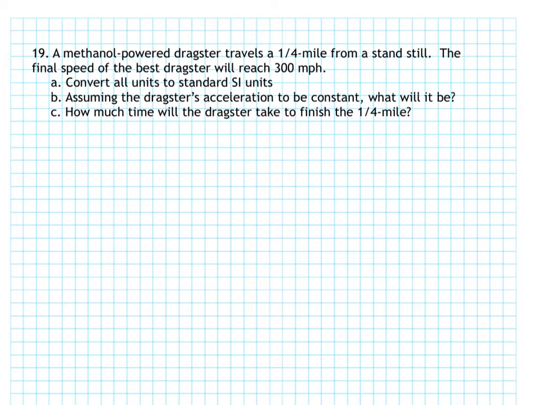A methanol-powered dragster travels a quarter mile from a standstill. The final speed of the best dragster will reach 300 miles per hour. A. Convert all the units to standard SI units.